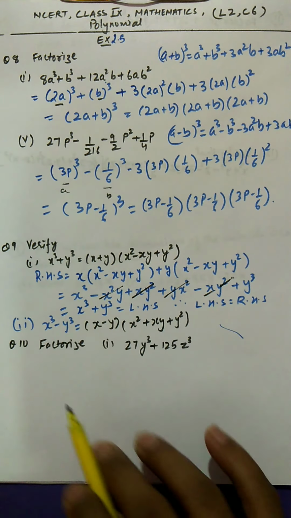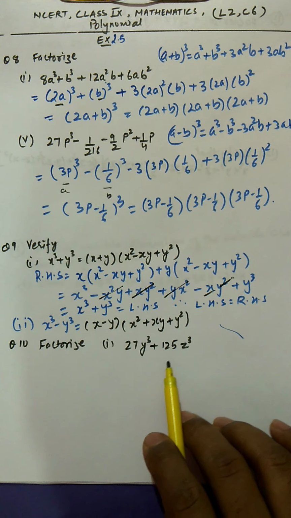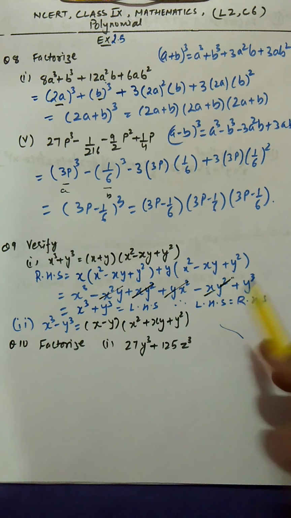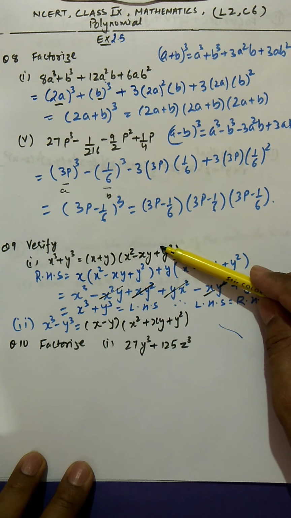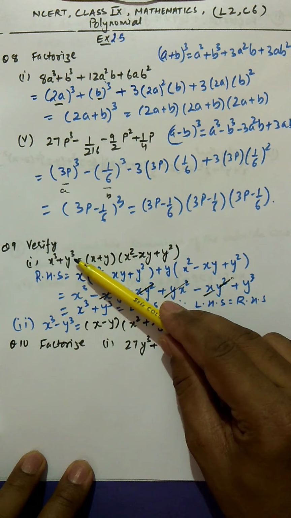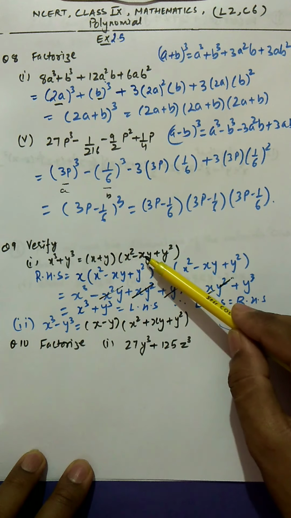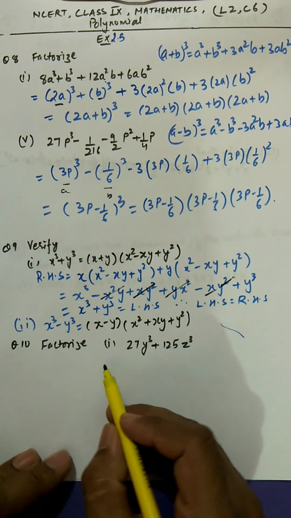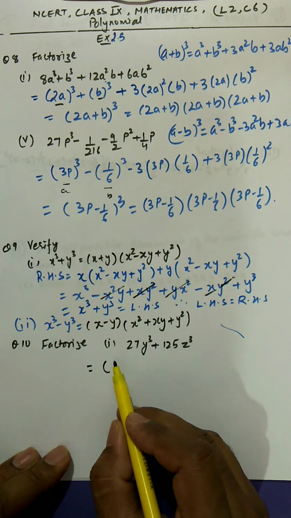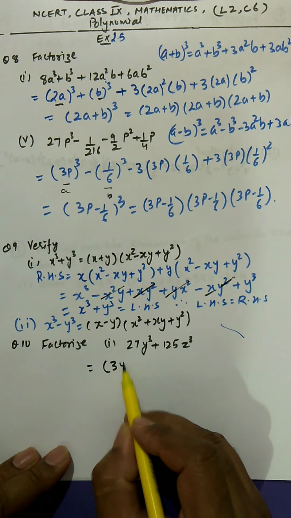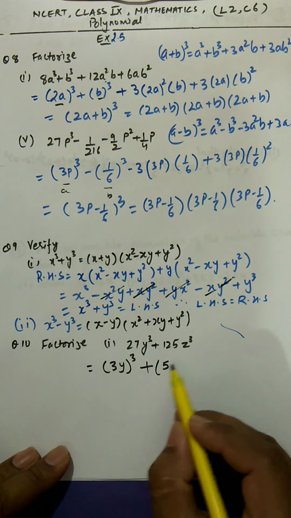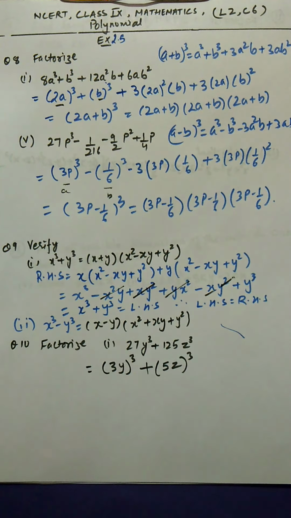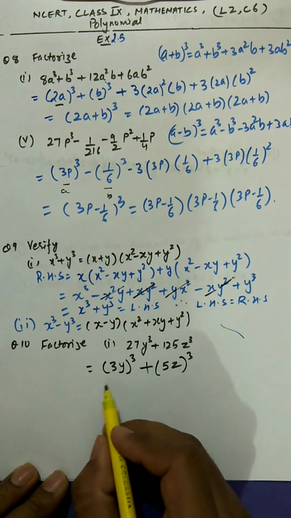Come now to this question. Factorize 27y cube plus 125 z cube. And now you see this identity is looking similar to the first part, in which x cube plus y cube is equal to x plus y, x square minus xy plus y square. So you need to just find out what your x is here. So this is 3y, you can write this as whole cube, and this 125 can be written as 5z whole cube. Once you have found your x and y, you can use this identity as it is.